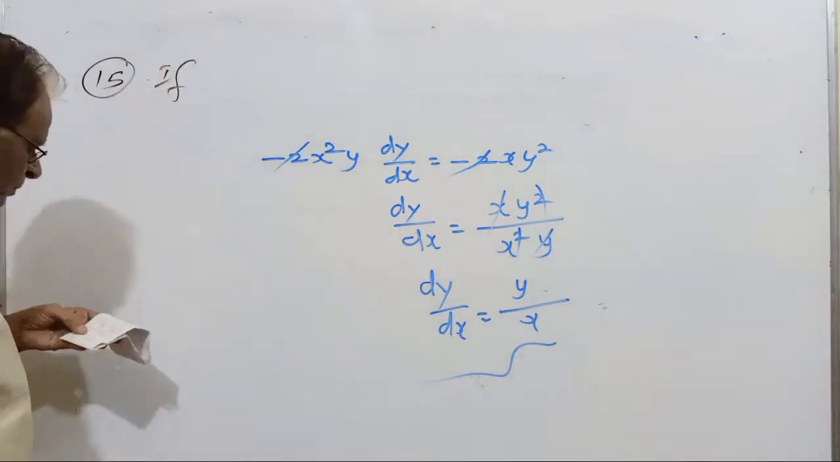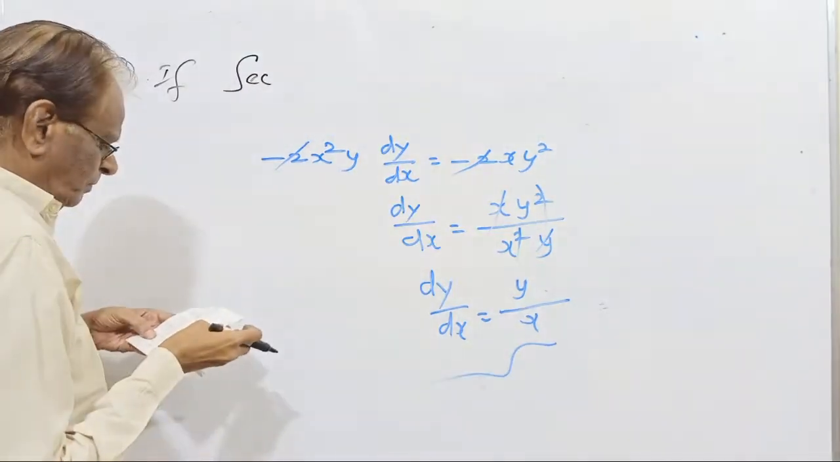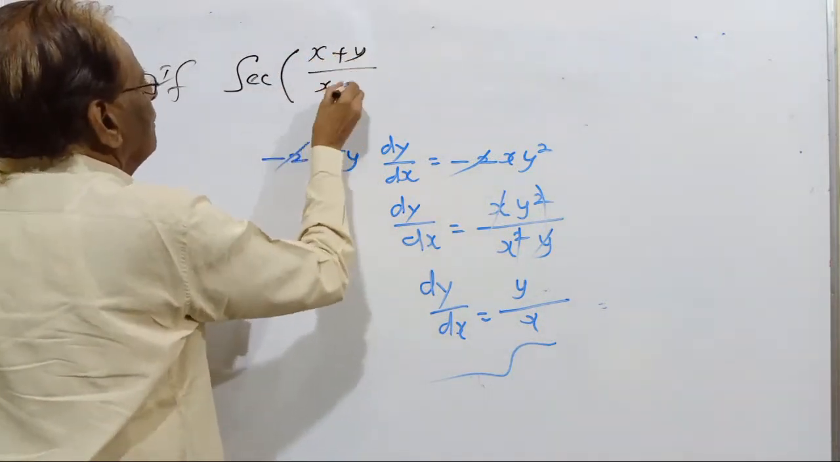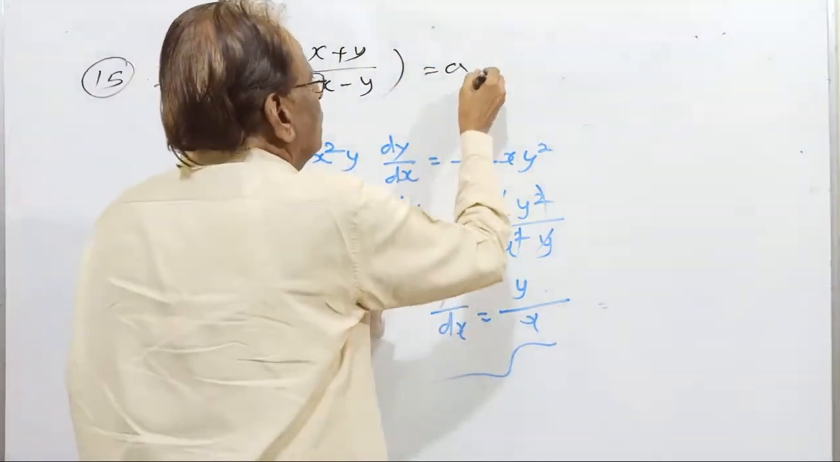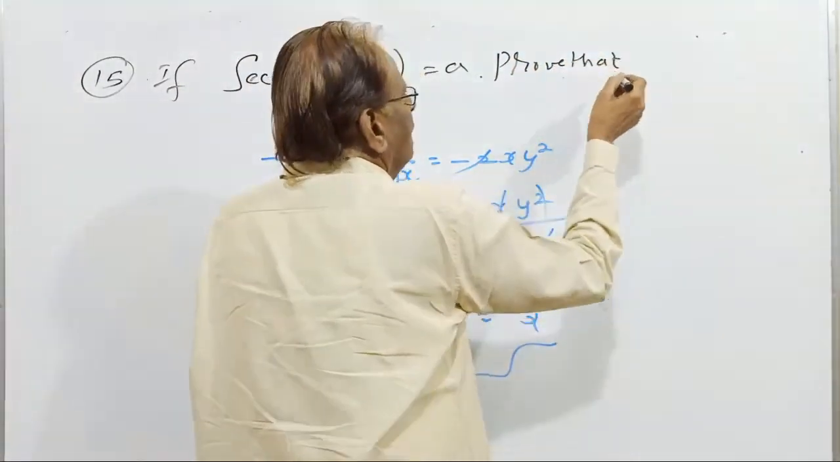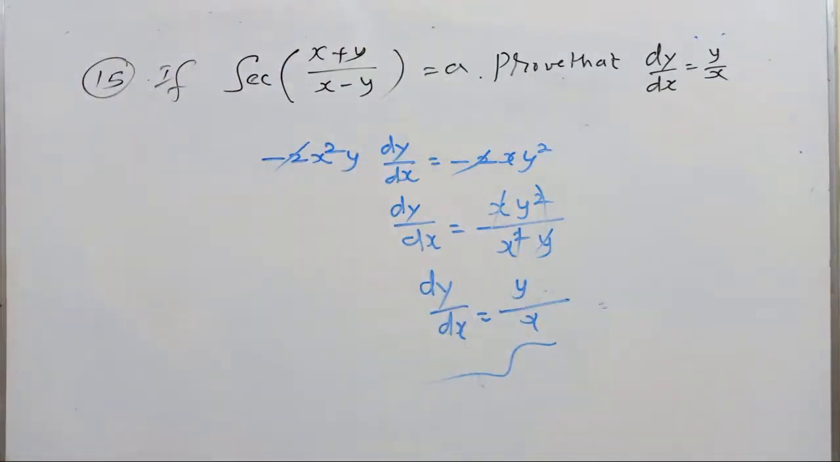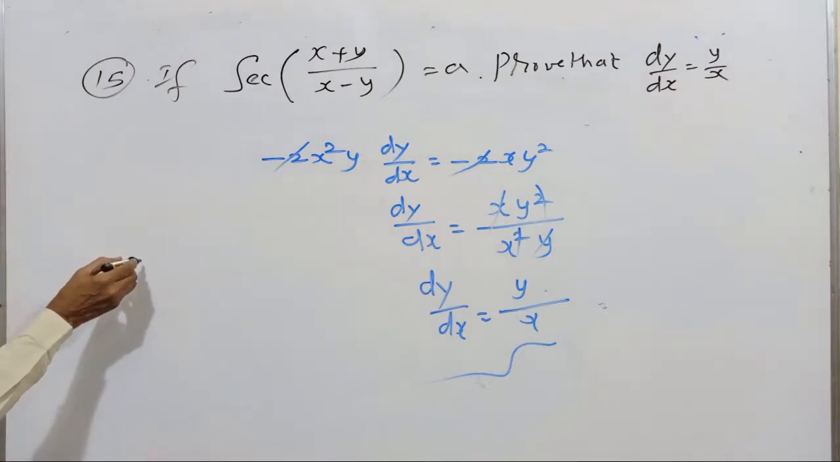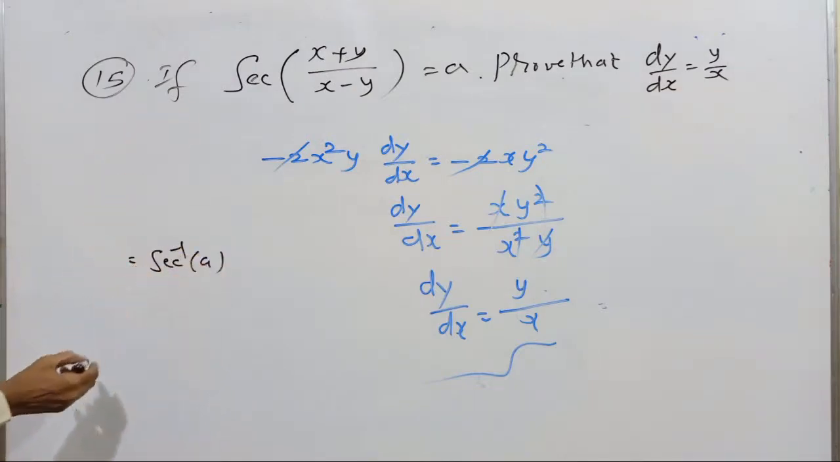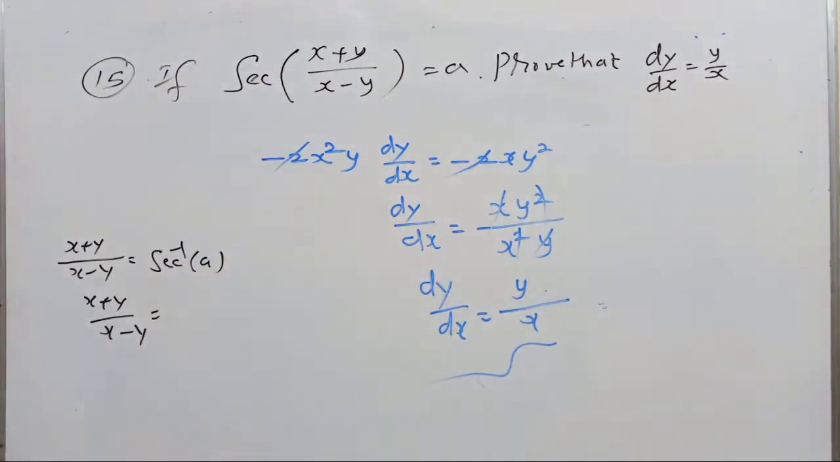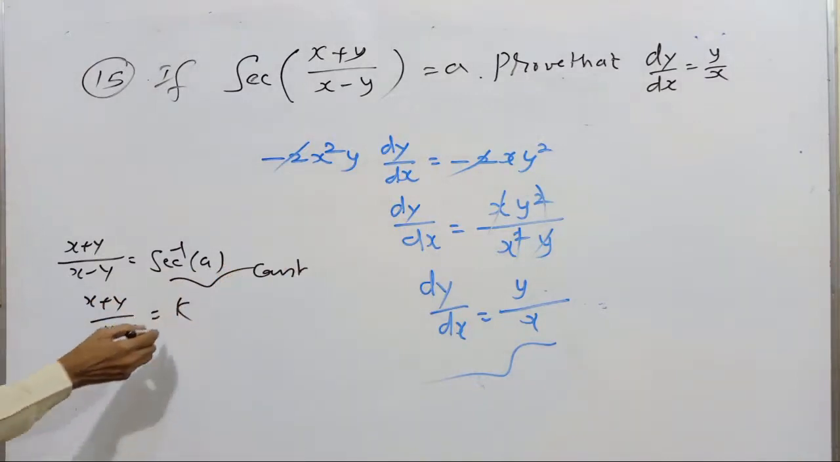If sec of (x plus y) by (x minus y) equal to a, prove that dy by dx equal to y by x. We apply the definition of inverse, the right side will become sec inverse. Sec inverse is a constant k, so differentiating gives zero.